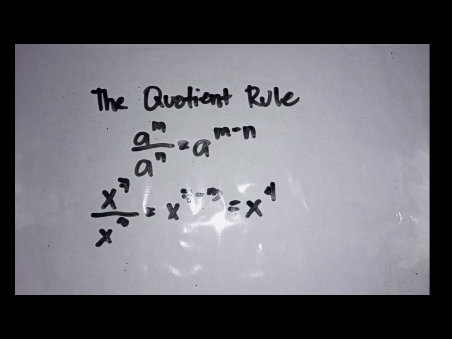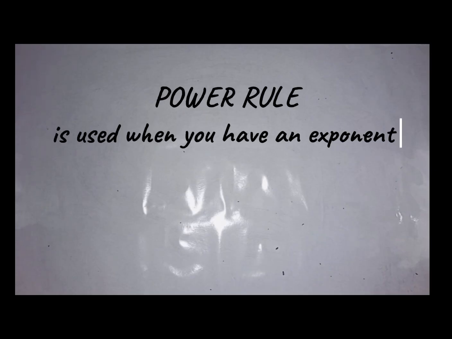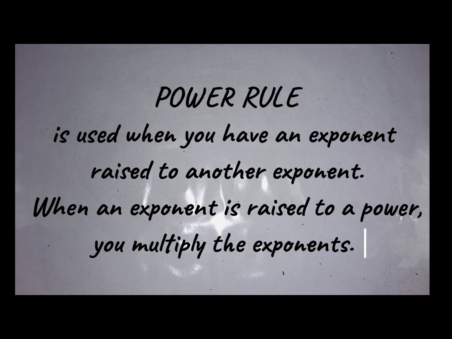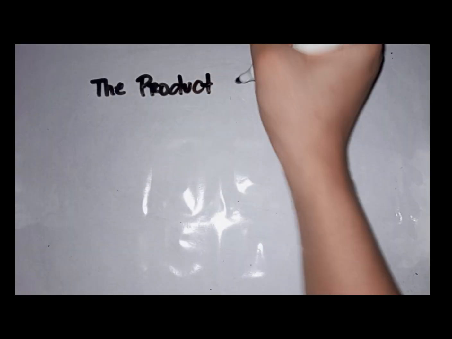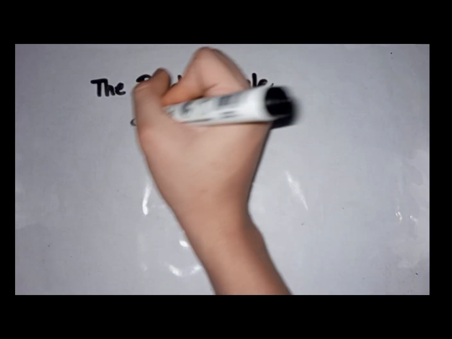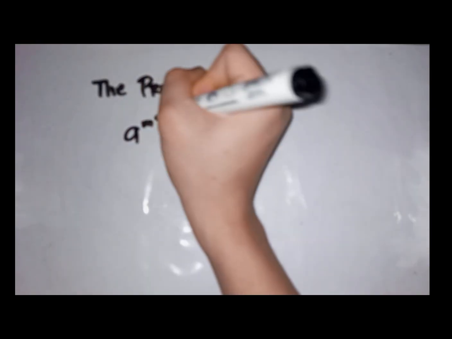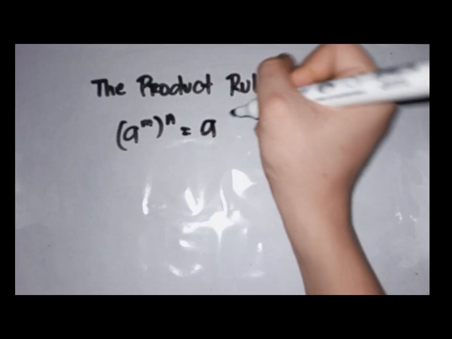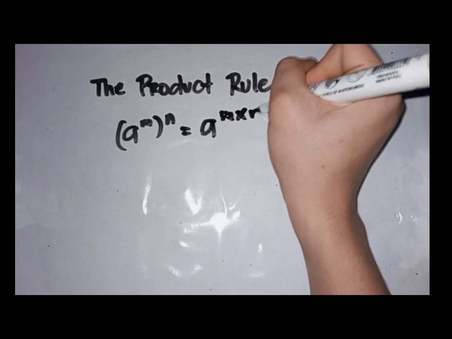Let's go to the next law, the power rule. The power rule is used when you have an exponent raised to another exponent. When an exponent is raised to a power, you multiply the exponents. Now, we have here the formula for the power rule: a raised to m, raised to n, is equal to a raised to m times n.